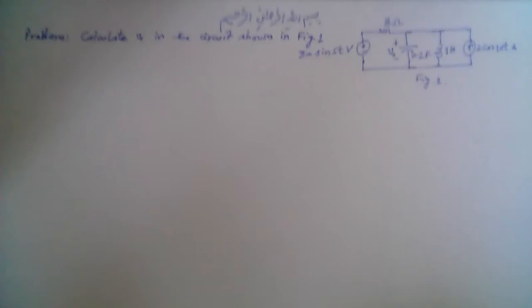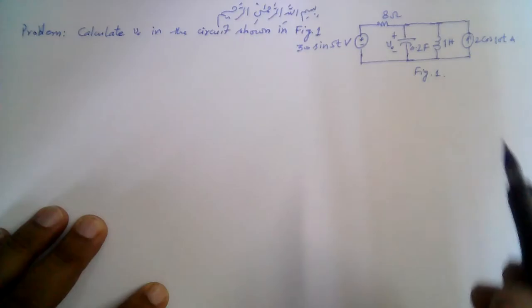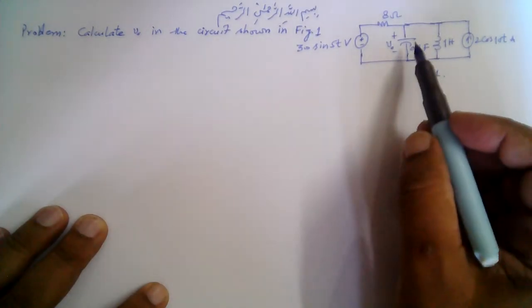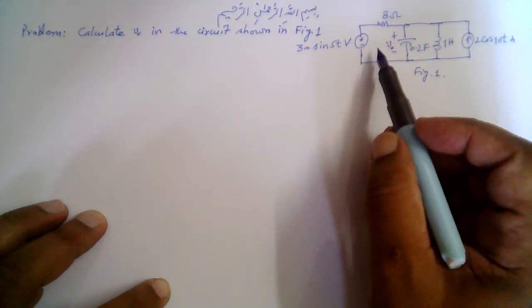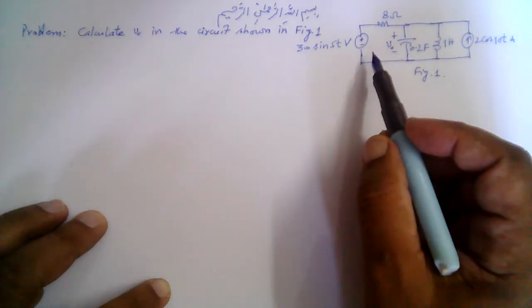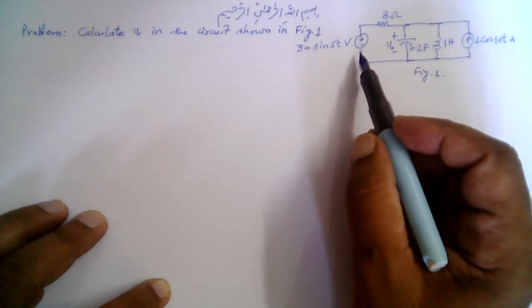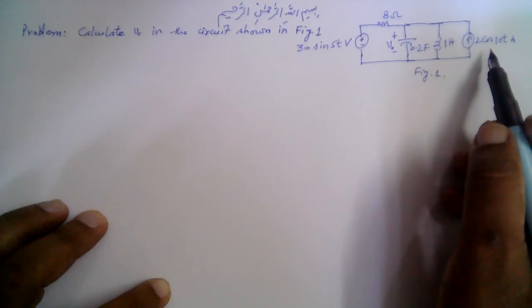Bismillah Rahman Rahim. Calculate V naught in the circuit shown in figure 1. So this is figure 1 and this is the circuit given. This circuit has two sources, this voltage source here and this current source here. The particular thing about this circuit is that the voltage source is operating at a different frequency than the current source.